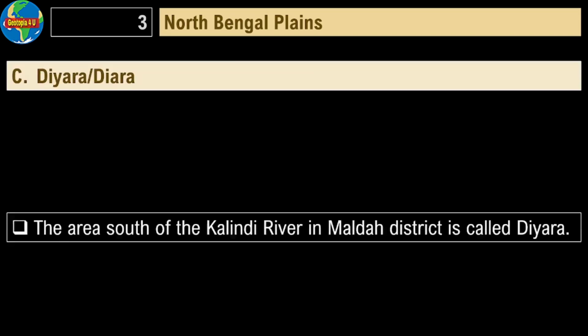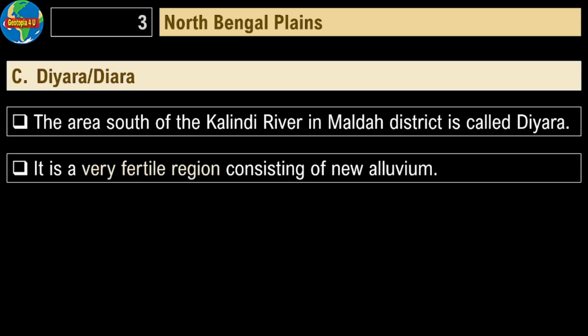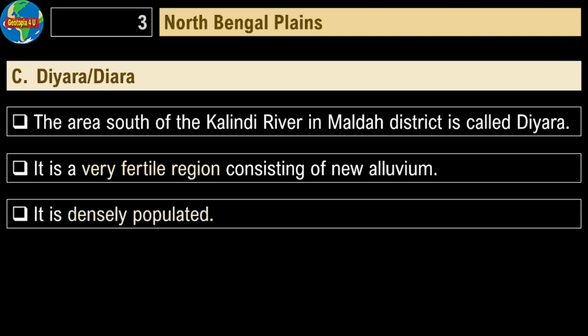Number C. Diara. The area south of the Kalindi river in Malda district is called Diara. It is a very fertile region consisting of new alluvium. It is densely populated as a result.